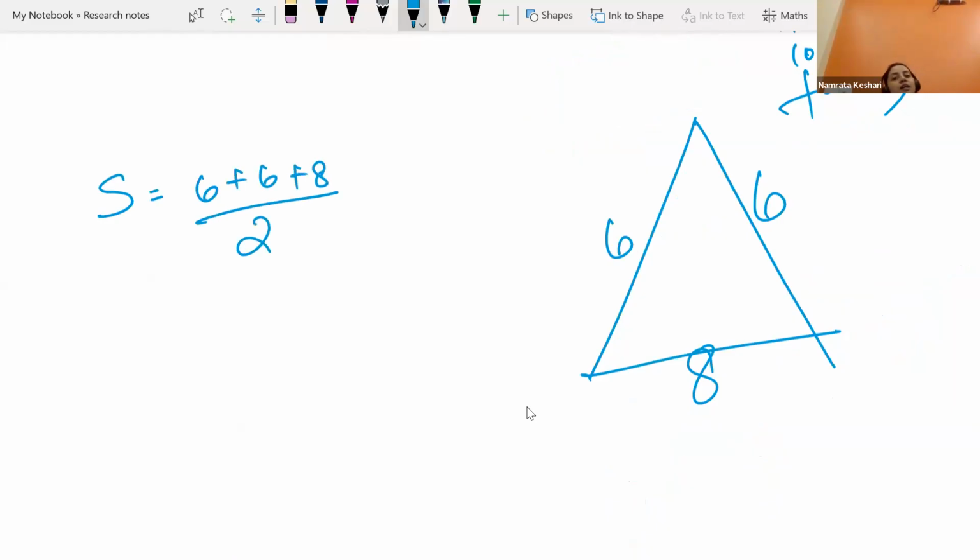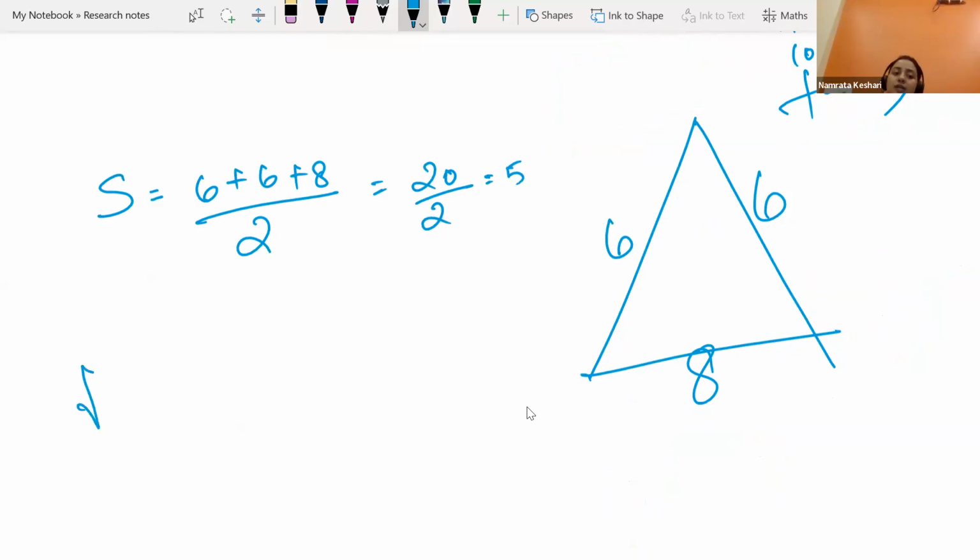Now if you are getting confused about which one to take as A, which one as B, which one as C, let me tell you, any side you can take as A, any other you can take as B, any other you can take as C. It doesn't matter at all. So 6, 6, 12, 12, 8, 20, 20 by 2, that is S is 5.